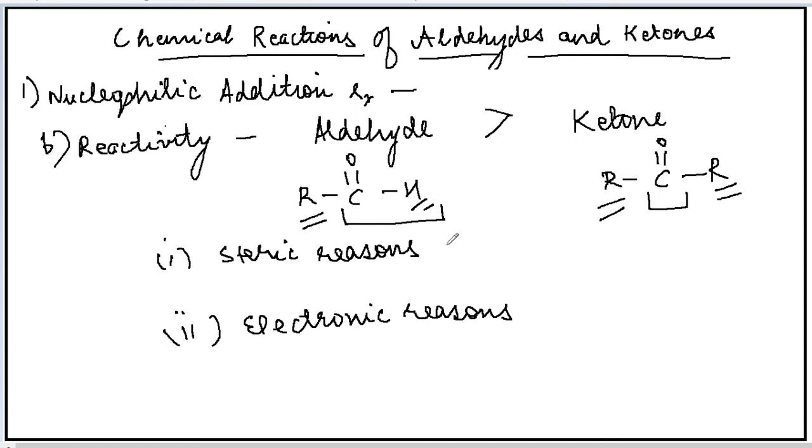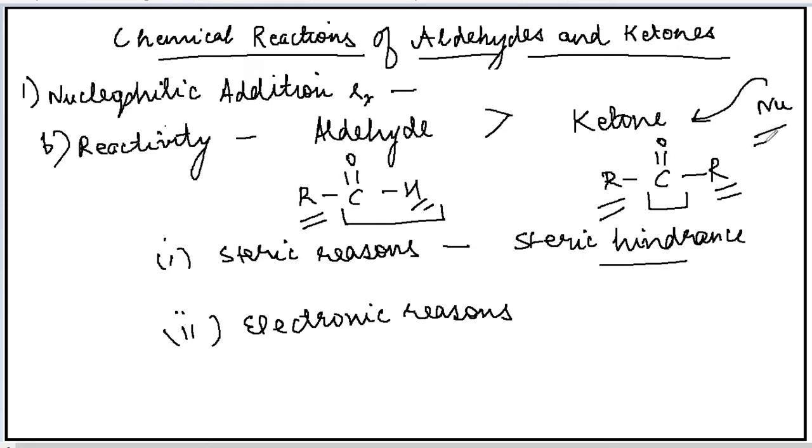So in aldehyde there is less steric hindrance. In case of ketones there is more steric hindrance, because of the larger size groups on either side of the ketonic group, which is absent in the aldehyde group. As a result of this large steric hindrance in ketone, the attack of the nucleophile on the carbonyl carbon becomes difficult, whereas the attack of the nucleophile on the carbonyl carbon becomes easier in the aldehyde, because aldehyde doesn't show any type of steric hindrance.